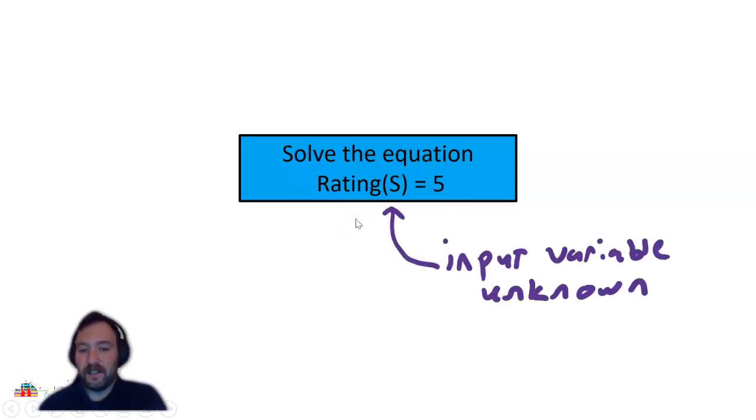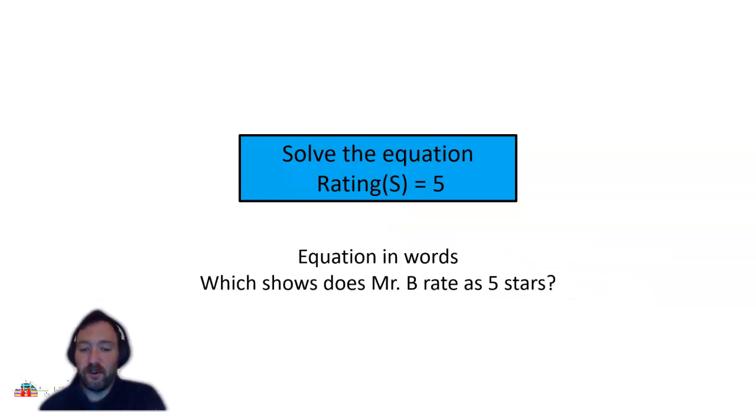When you're asked to solve this equation, the input variable is unknown. In other words, the input variable is the show, the S, right? So I haven't given you a show. It's not like asking what rating does Mr. Bloomstein give this show. I'm asking you which shows do I rate as 5 stars? So you see the difference?